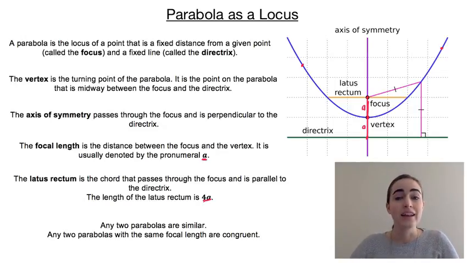And the last little note is, it's not a new terminology, but it's just 2 things to keep in mind: any 2 parabolas are similar shapes or similar figures, and any 2 parabolas that have the same focal length will be congruent. All right, so that's a whole pile of new terminology that we need to be aware of when we're talking about parabolas as a locus.